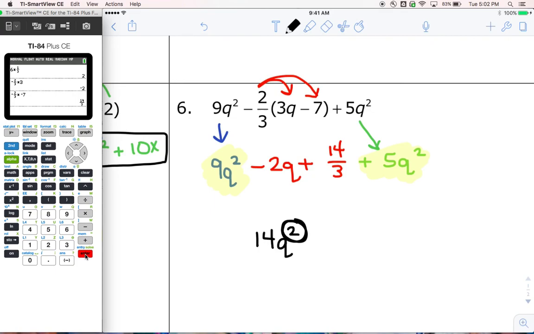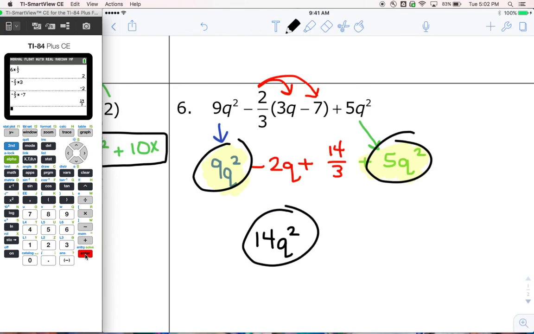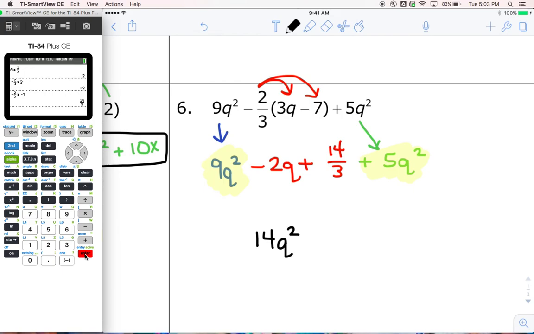Don't put a 4 here, you guys. That's a very common mistake. Kids want to add the exponents. No, no, no. They're matching. They're going to stay matching, right? Matching, matching should stay matching. All right. Nothing else we can do, so I'm going to just keep my minus 2q, and I'm going to keep that lovely fraction 14/3.